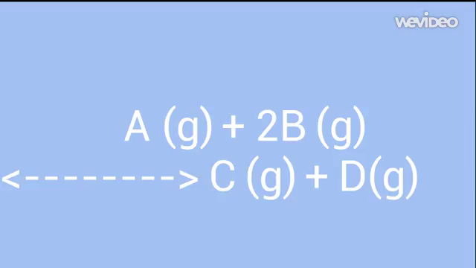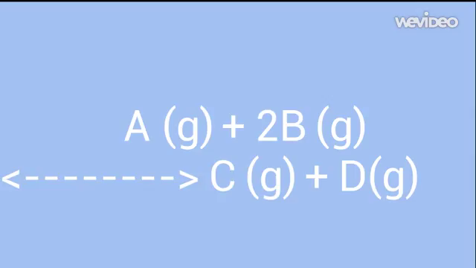So it's going to shift to the side with fewer moles. And if you decrease the pressure, you're going to go to the side with more moles. So you're going to shift from the side with 2 moles to the side with 3 moles, which would increase that side.